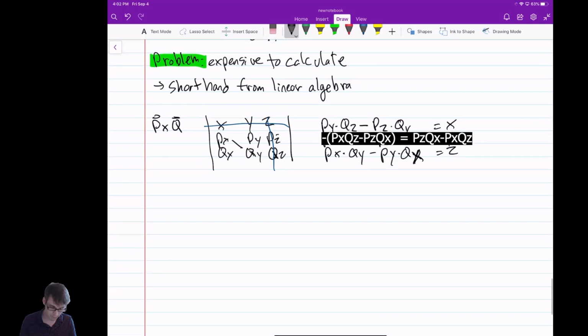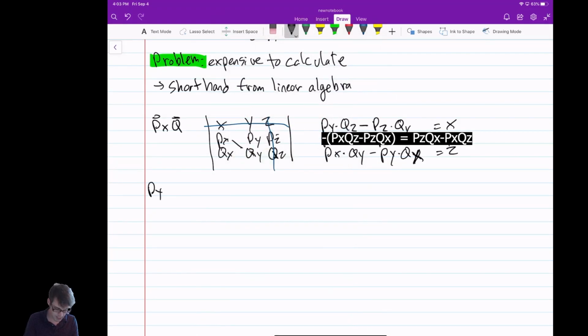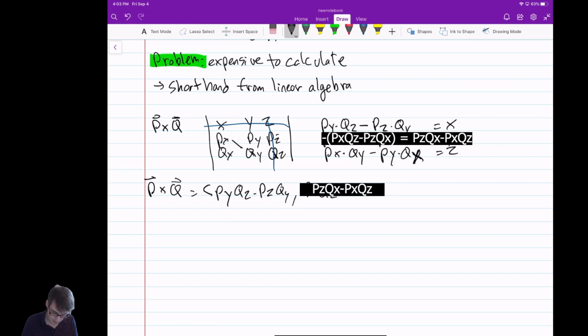Don't trust me anyway. Look it up. This is just meant to be a quick refresher for you. So then the answer to my math here is the following. So p, the vector p cross product the vector q is going to be the big following thing. The x coordinate is py qz minus pz qy. This is my x. Then the y coordinate is going to be px qz minus pz qx. And the z coordinate will be px qy minus py qx, like that.